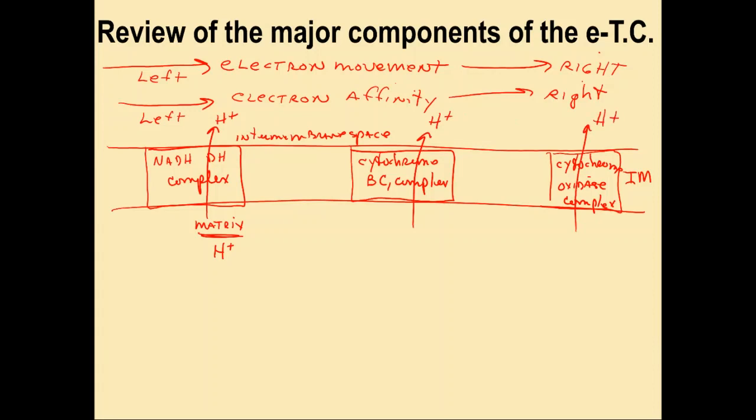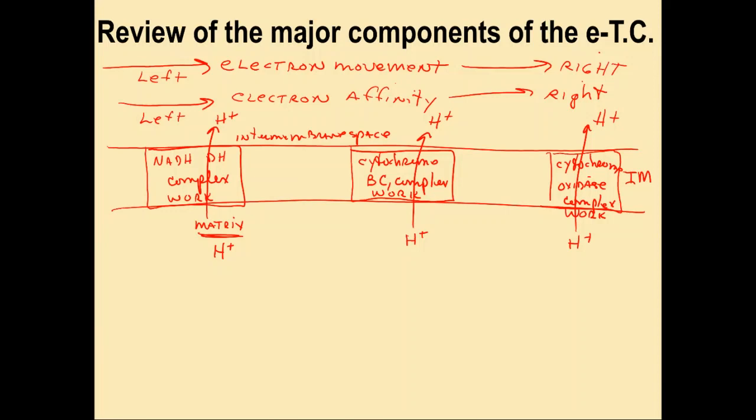Okay, so these are the pumping complexes, and we would really say the pumping complexes are the ones doing the work, because this is the major work of the electron transport chain. The major work of the electron transport chain is to do what? Is to pump protons and form a proton gradient. So the protons are going to be leaving the matrix, going across the inner membrane, right? Transporting across the inner membrane into the intermembrane space, right?